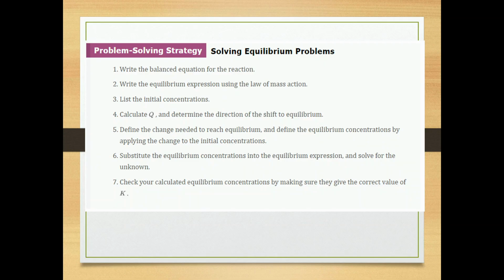If you have both reactants and products, calculate Q to see which direction it's going to go. Then put in your changes, plus X, minus X, whatever you need to put in. And then put the equilibrium concentrations as whatever the initial is, plus or minus X. Then substitute those into your K expression and solve for X, and then double check by putting the answer you get back into the K.